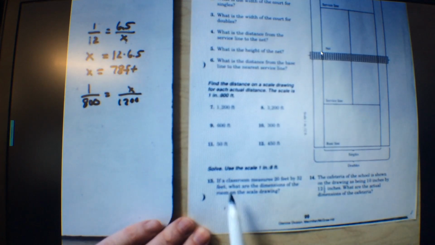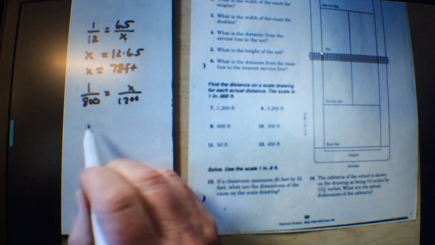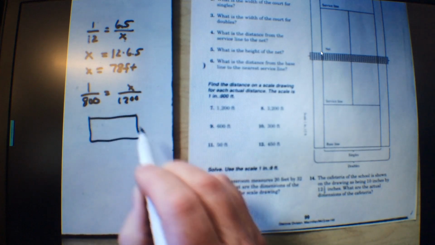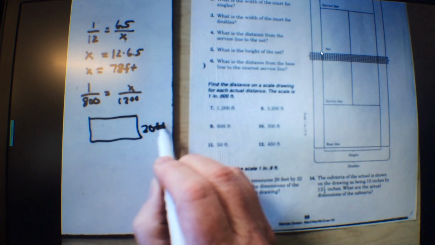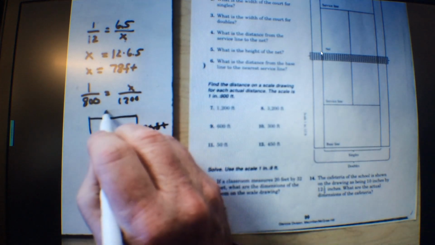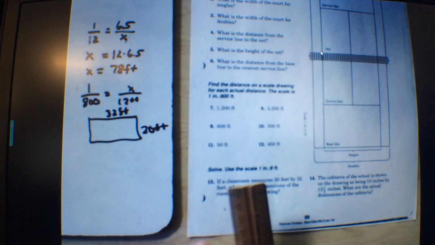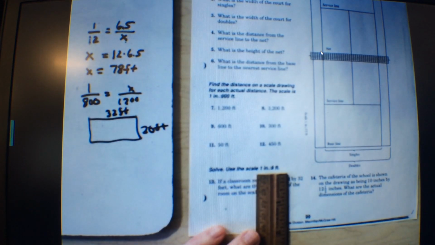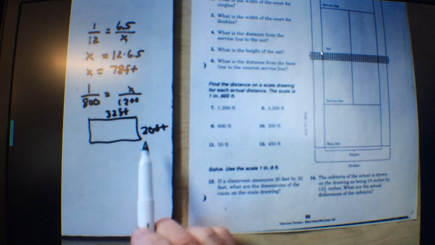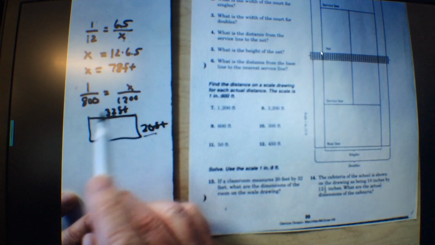Okay, so let's take a look now at the end here. 13 through 14. It says, if a classroom measures 20 feet by 32 feet, what are the dimensions of the room on the scale drawing? I'm putting it on the board, 20 feet by 32 feet. Okay, they tell you right here in the directions, the scale is 1 inch is 8 feet. Guys, you're going to have 2 answers for this. You're going to find the width and you're going to find the length.